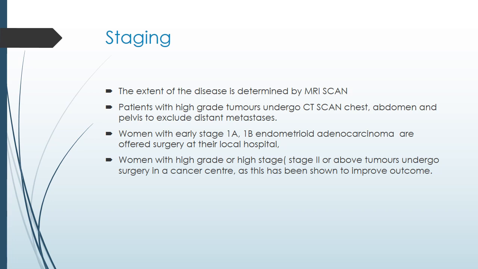Patients with high-grade tumors undergo CT scan of the chest, abdomen and pelvis to exclude distant metastasis. Women with early stage 1A, 1B endometrioid adenocarcinoma are offered surgery at their local hospital. So this is also one of the benefits of having an MRI scan. Women with high grade or high stage tumors require surgery in a cancer center, as this has been shown to improve the outcome. So high grade we can find out from endometrial sampling and high stage from MRI pelvis.